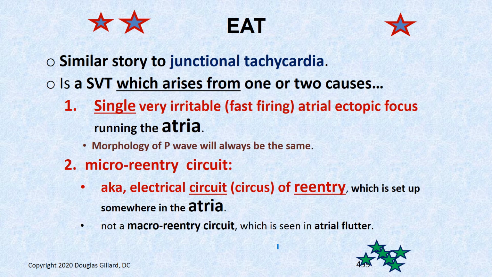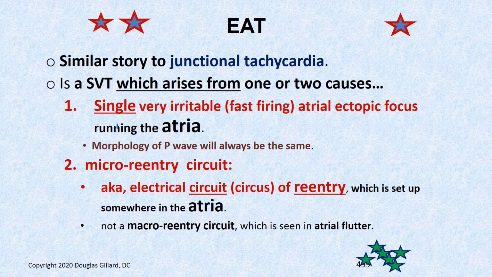Very similar story to a junctional tachycardia. But the only difference is this tachycardia arises from the atria, where a junctional tachycardia arises from the junctional area. Simple as that. There are two main kinds of pathophysiologic causes of this.